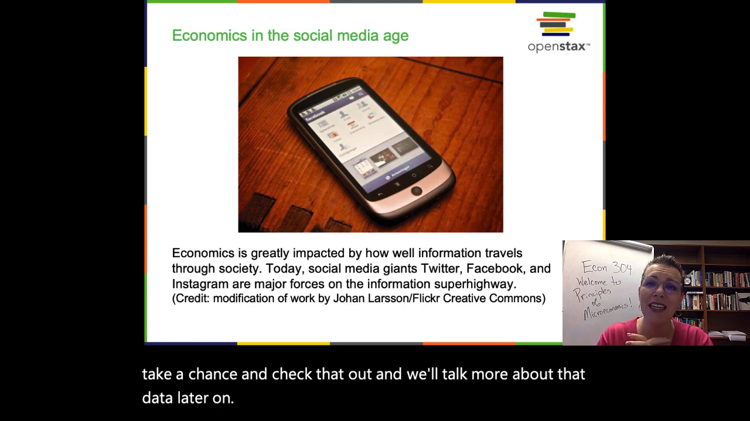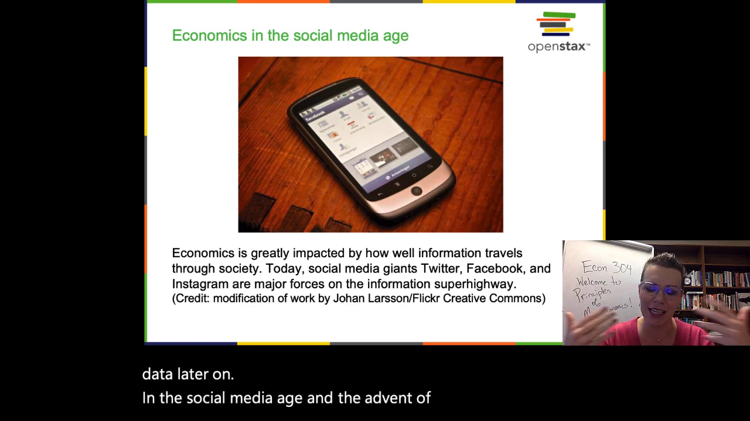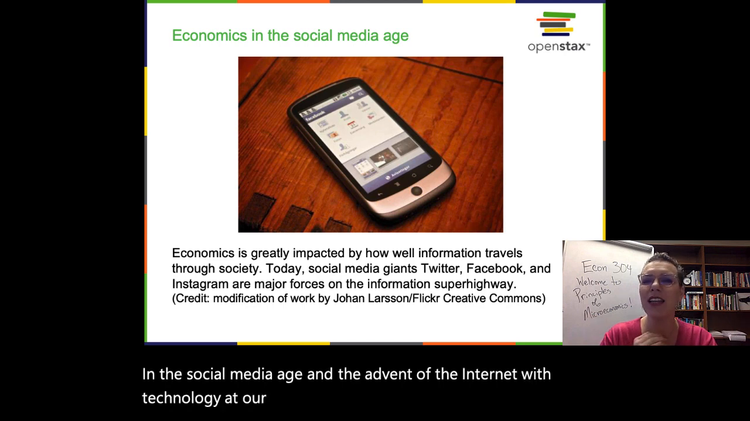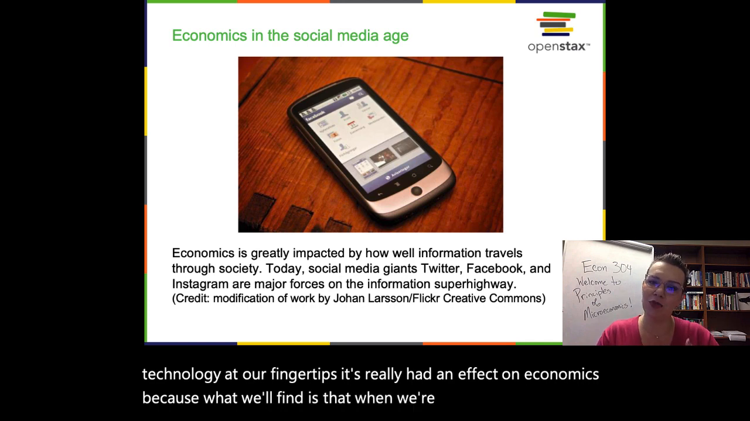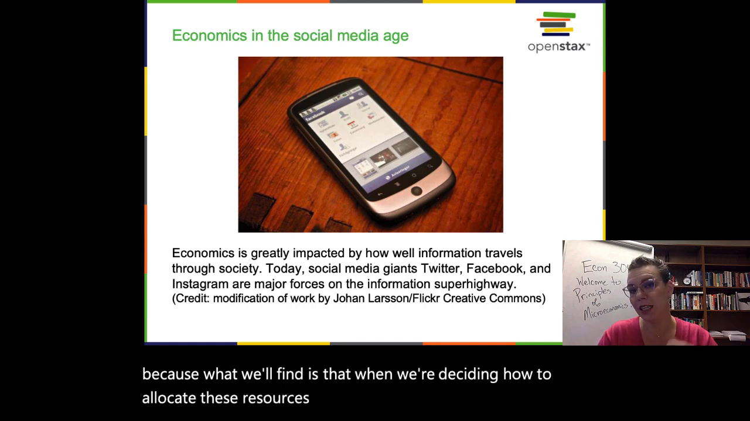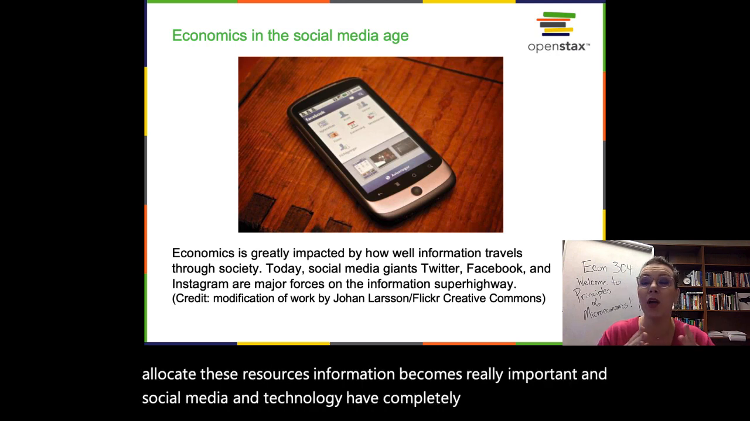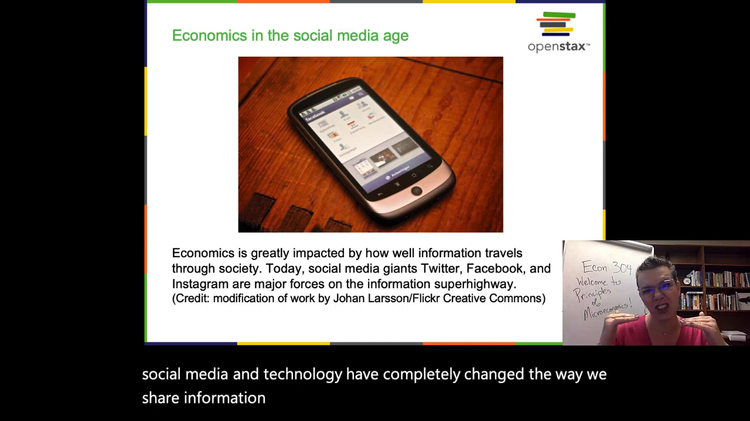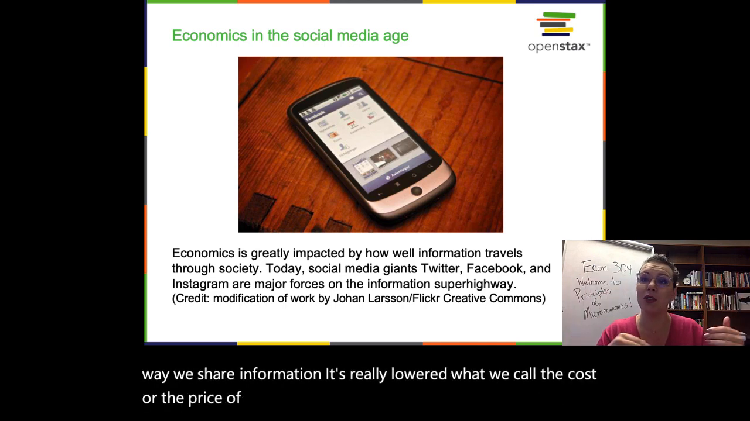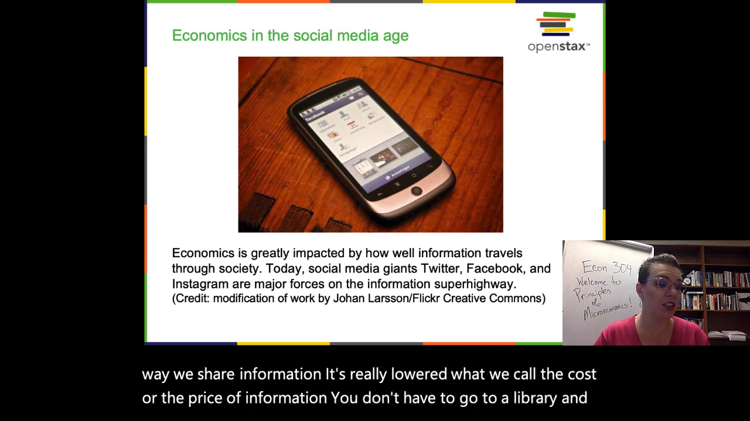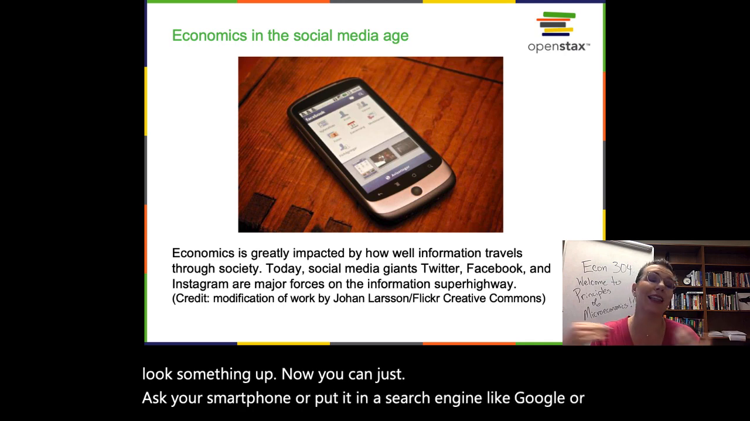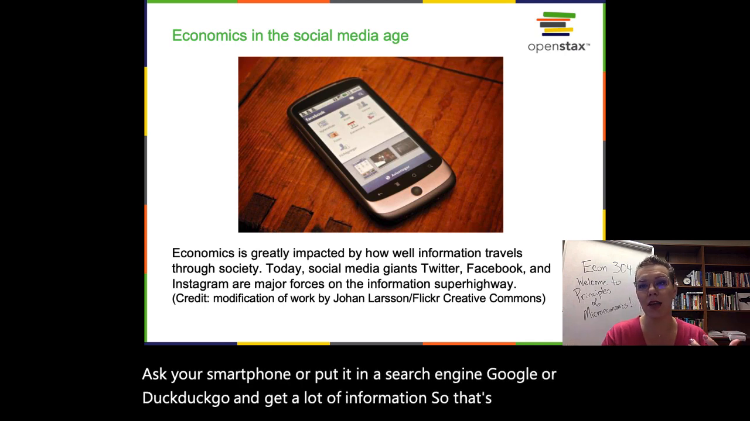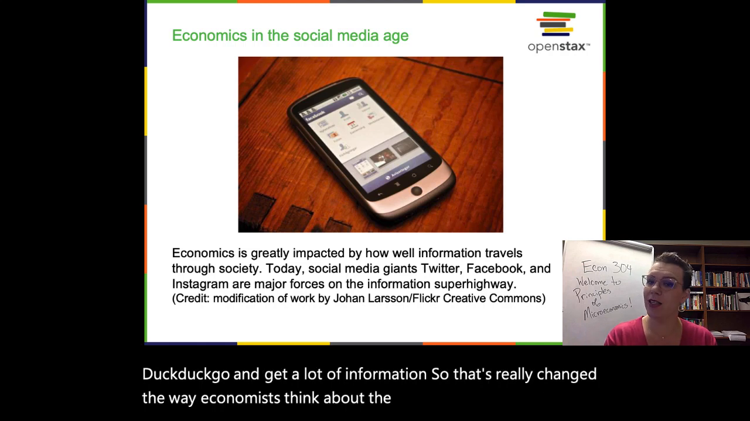In the social media age, in the advent of the internet with technology at our fingertips, it's really had an effect on economics, because what we'll find is that when we're deciding how to allocate these resources, information becomes really important. And social media and technology have completely changed the way we share information. It's really lowered what we call the cost or the price of information. You don't have to go to a library and look something up. Now you can just ask your smartphone or put it in a search engine like Google or DuckDuckGo and get a lot of information. And so that's really changed the way economists think about the world and given us a lot more opportunity.